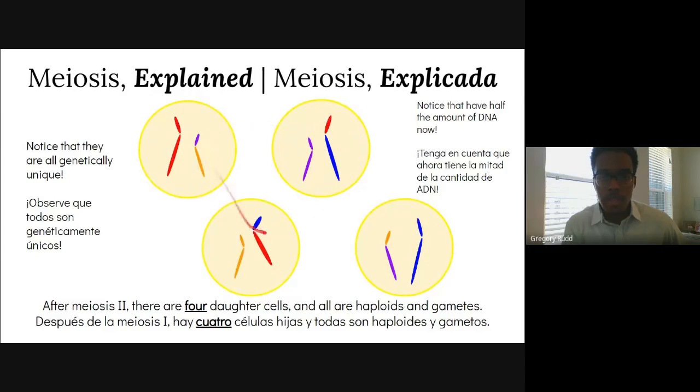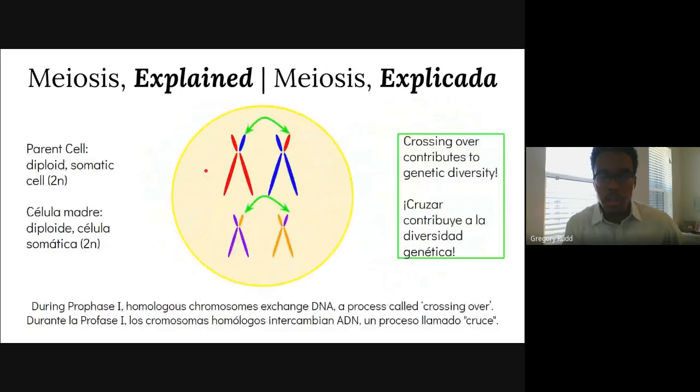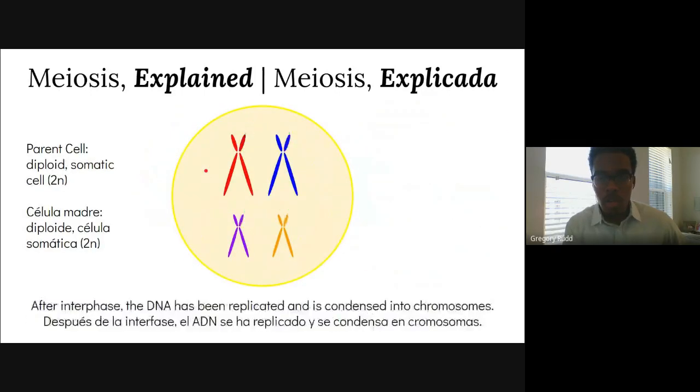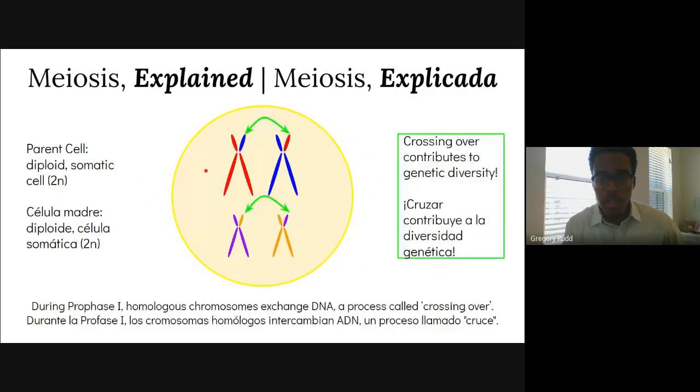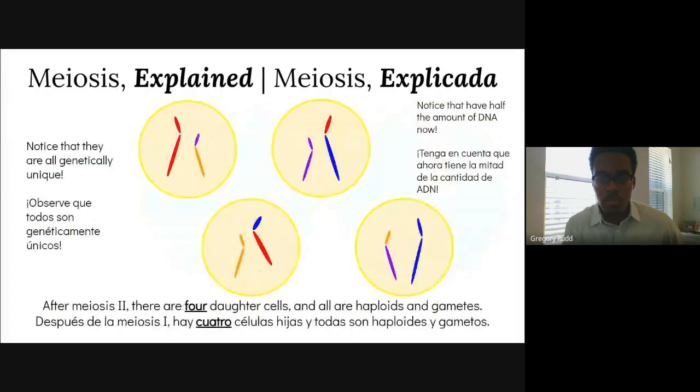So each one of these is a little bit different than the other. And that's all the results of this original crossing over. That crossing over process is extremely important, and it contributes to this genetic diversity. It means that each of our sex cells is a little bit different than the other.